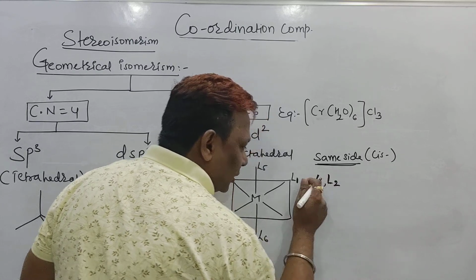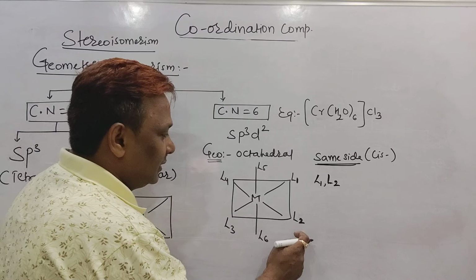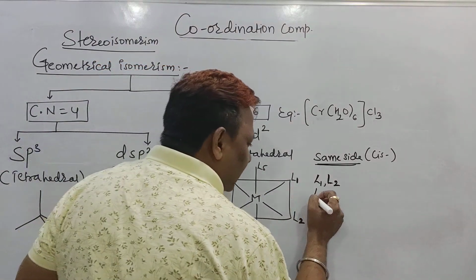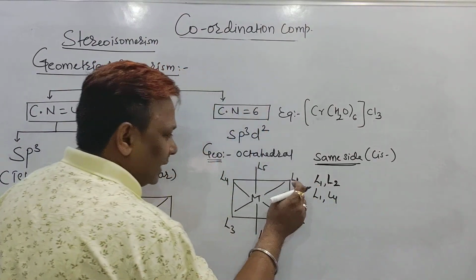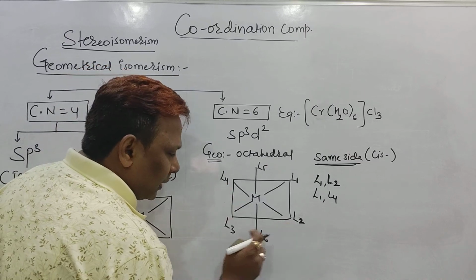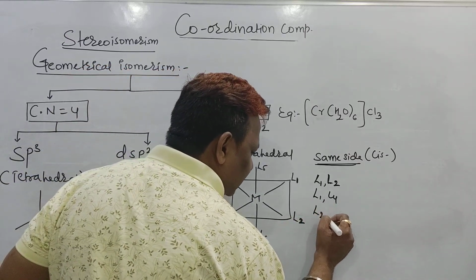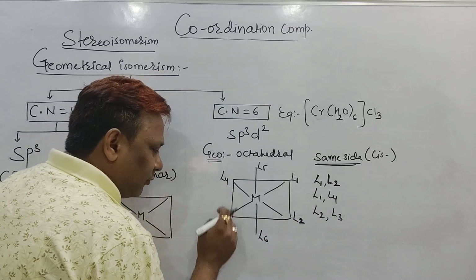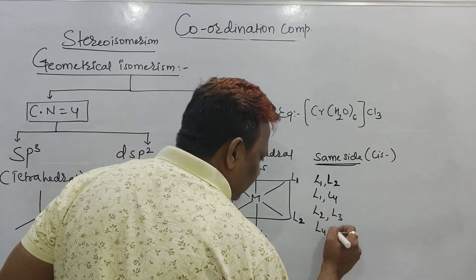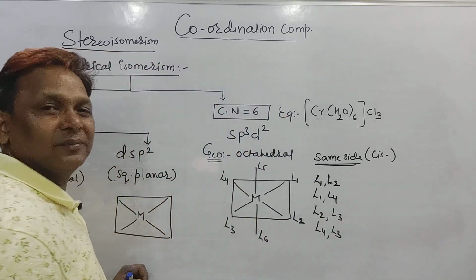L1 and L2 are on the same side. L1 and L4 are on the same side. L2 and L3 are also on the same side. And L4 and L3 are also on the same side.